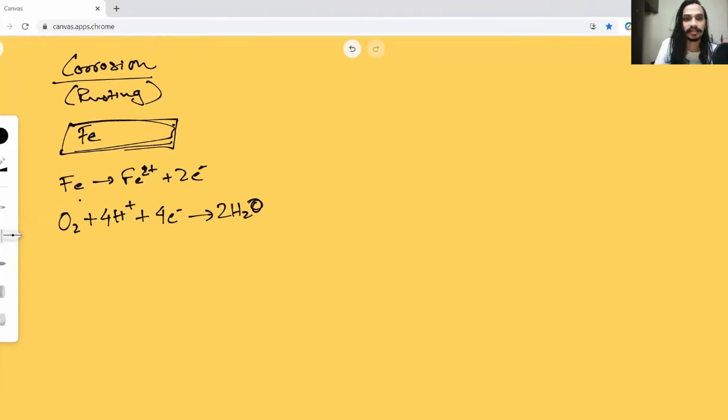So if you combine both of these reactions happening together, you'll see that the iron comes out as an ion and also water. Now again, in combination with this, the iron, which is Fe2+, gets converted to Fe3+. This is called a ferrous ion. This is called a ferric ion. Okay, so ferrous to ferric.